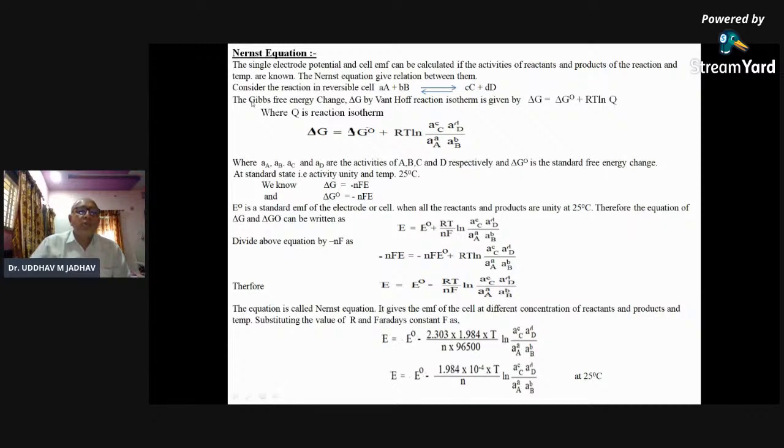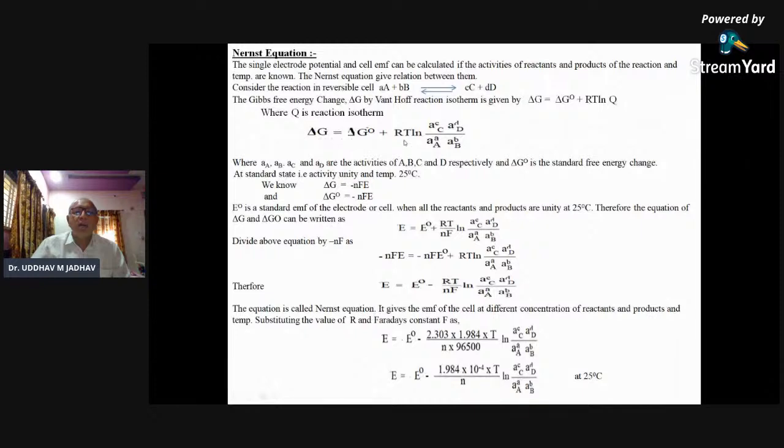Now, according to the Gibbs free energy for the above equation, by the knowledge of the van't Hoff reaction isotherm, delta G is equal to delta G naught plus RT ln Q, where delta G is the change in Gibbs free energy, delta G naught is the change in standard free energy, R is the gas constant, T is the temperature, and Q is the ratio of activity of products upon activity of reactants, the reaction quotient, according to the Le Chatelier principle.